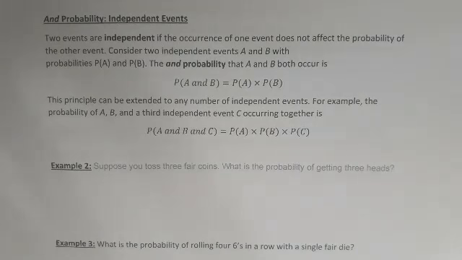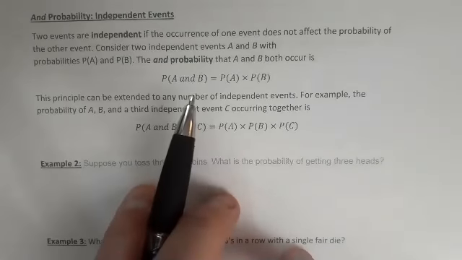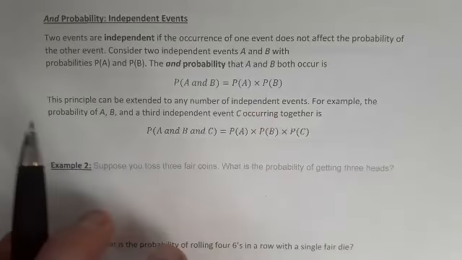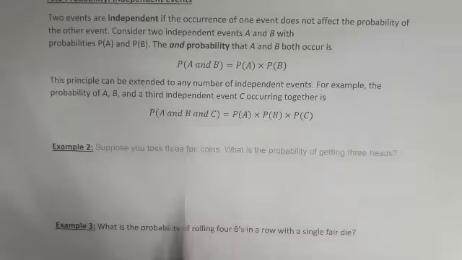they give me this: if I have 2 independent events, the occurrence of one doesn't affect the other. If we want to think about 2 things happening, P of A and B, that's P of A times P of B. This principle can be extended to any number of independent events. For example, the probability of A and B and a third independent event C occurring together can be P of A times P of B times P of C. So we can do this with 2 events. We can do this with 3 events.